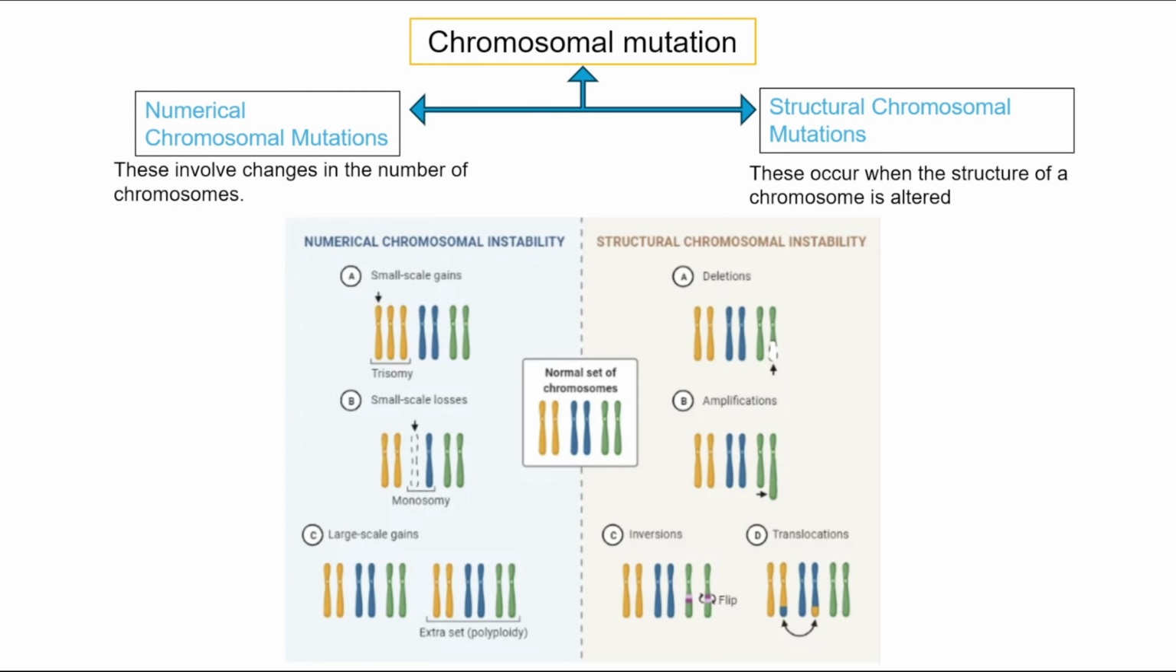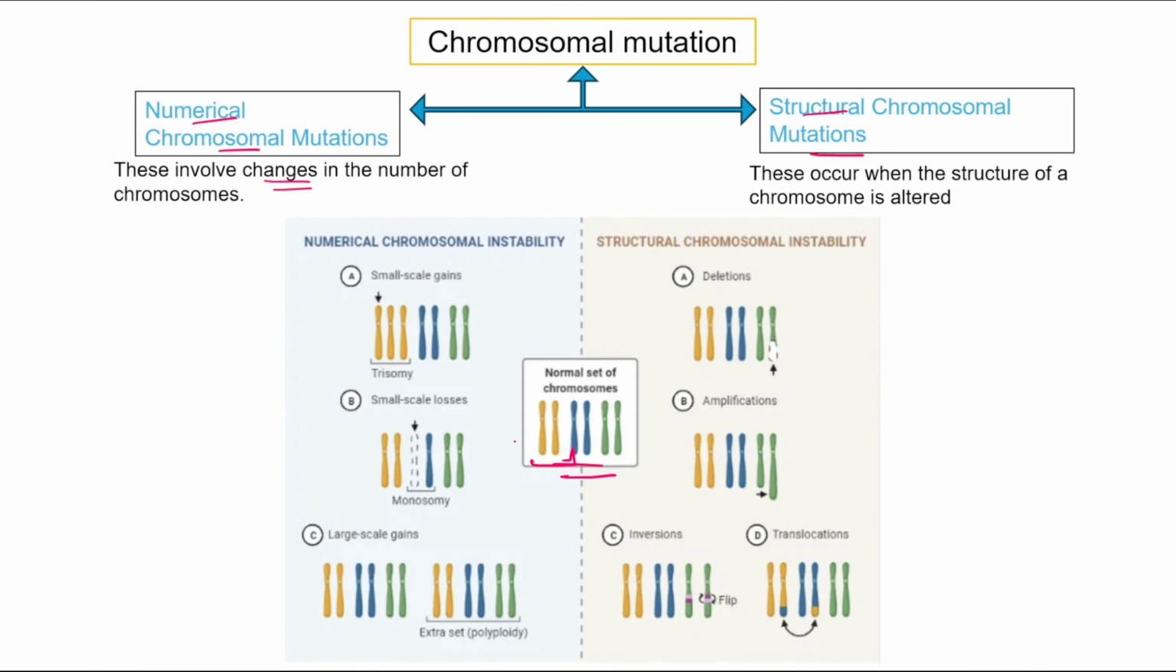So next is the chromosomal mutation, where the mutation involves much larger structural changes, and this mutation affects the structure or number of an entire chromosome, because a chromosome carries thousands of genes. In chromosomal mutation, there is numerical chromosomal mutation or structural chromosomal mutation. In the numerical chromosomal mutation, the number of chromosomes changes. This is the normal set of chromosomes.